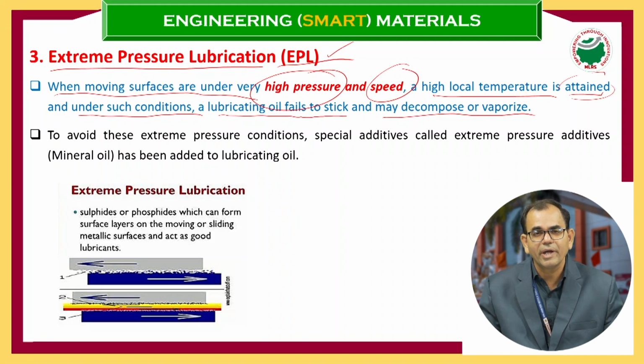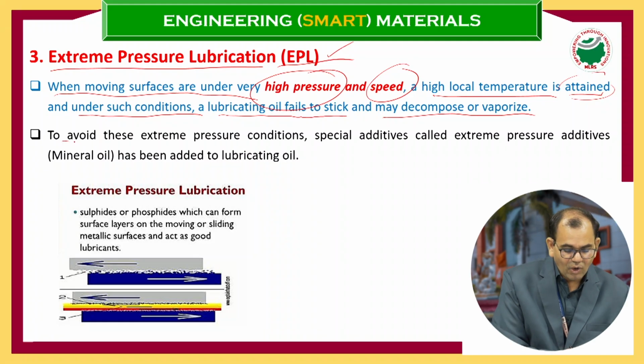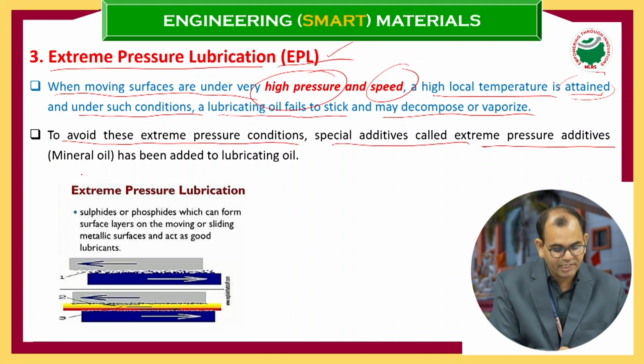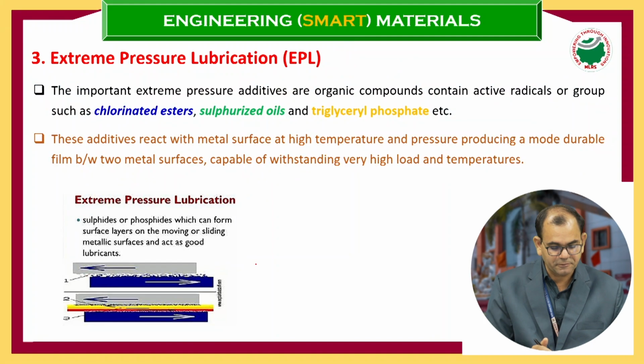So to avoid the friction at such high speeds, at such high loads, at such high pressures, we need some special lubricants. And to avoid these extreme pressure conditions, special additives called extreme pressure additives are added to the mineral lubricant oil. Here we can see the pictorial representation.